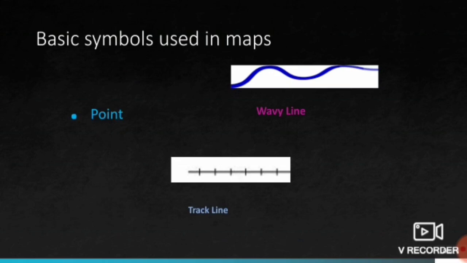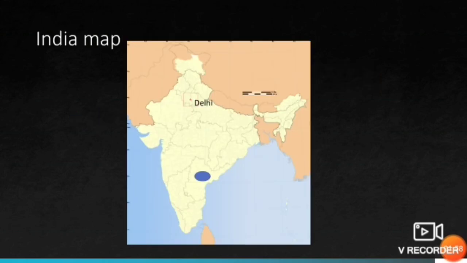If we want to show a railway track, we draw a track line on the map like this, as you can see in the picture. In the Andhra Pradesh map, if we want to show the area of Hyderabad district, we demarcate its boundary and mark it with some color or pattern, which is known as an areal symbol. Thus, all physical objects are shown on the map with the help of point, line and area symbols.